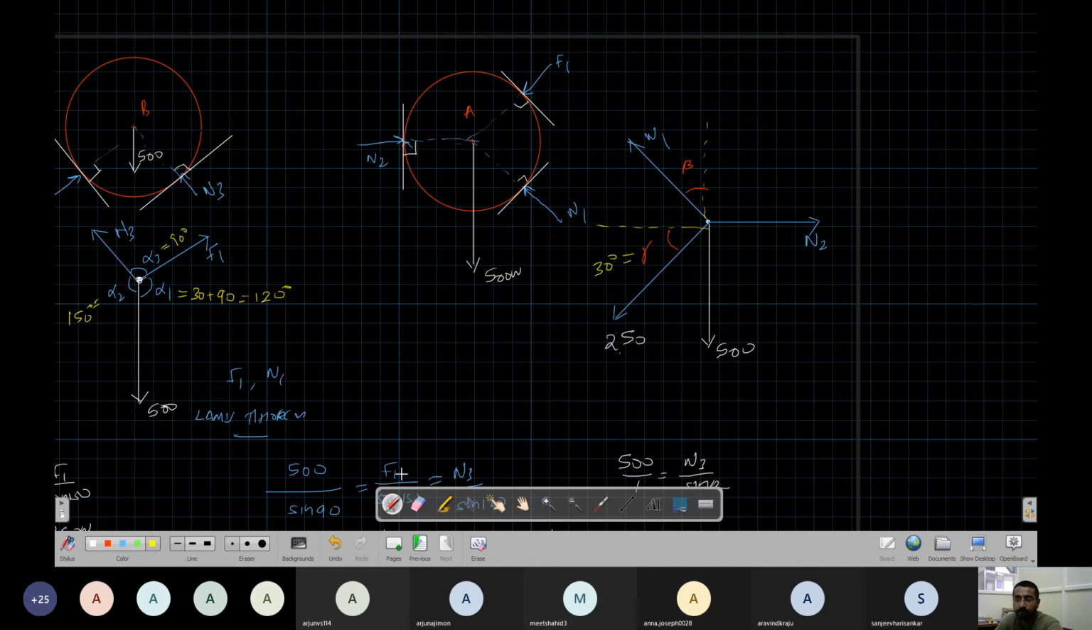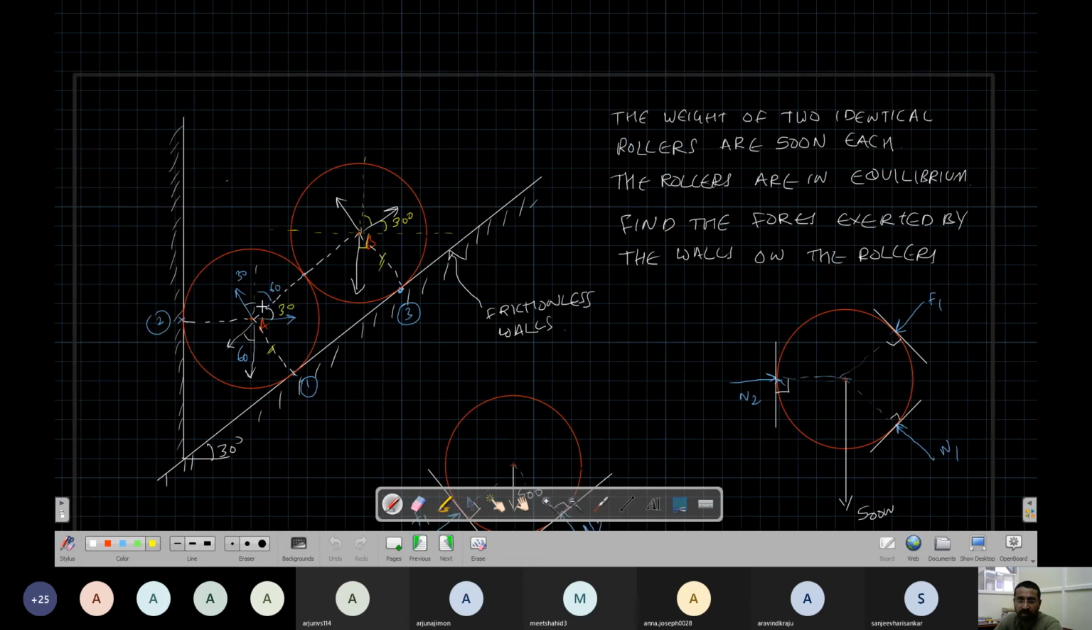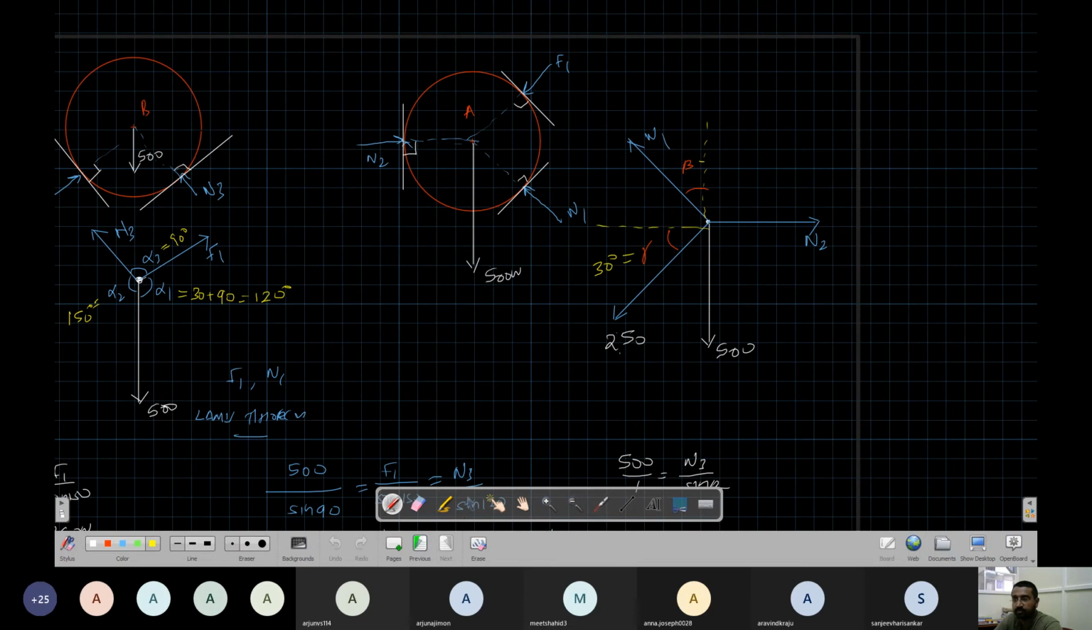Now what about this angle? So that is because between N1 and this vertical. Now this is N1, this is a vertical. This is also 30. Okay. Now this is simpler. Now let's take this to a new slide.